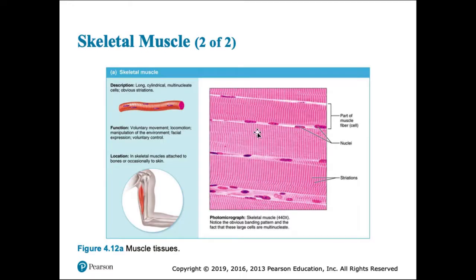The skeletal muscle has these little striations in them. This is part of a muscle fiber, right here. There are some nuclei, and you can see those little bands or striations. This is part of voluntary movement. It allows for locomotion, manipulation of the environment, even spatial expression. So that is skeletal muscle, attached to bones, some of it attached to skin as well.